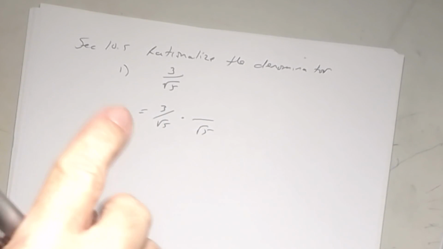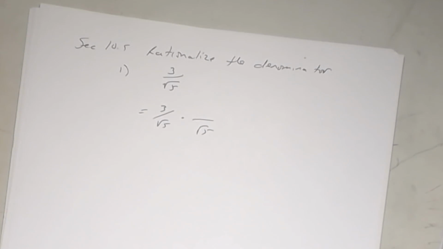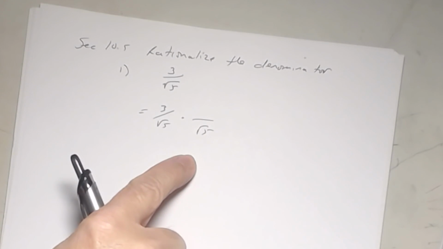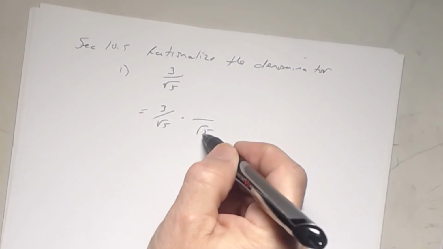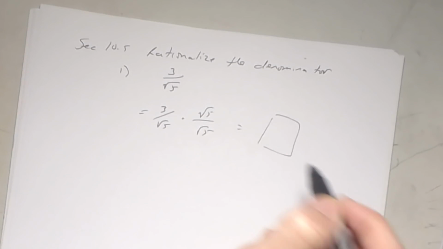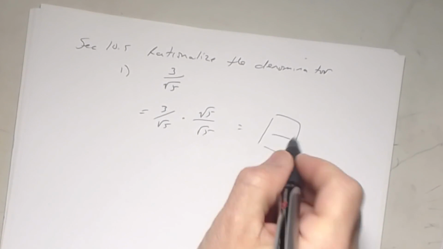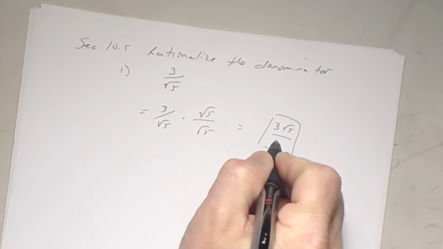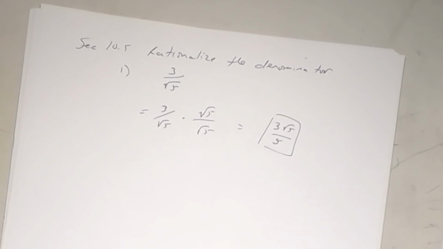What's the square root of 5 times the square root of 5? Right away, you're supposed to say 5. And 5 is what kind of number? A rational number. But what I do to the denominator, I have to do to the numerator. So now your answer will be one fraction: 3 times the square root of 5, divided by 5. There's your answer. That's what rationalizing the denominator means.